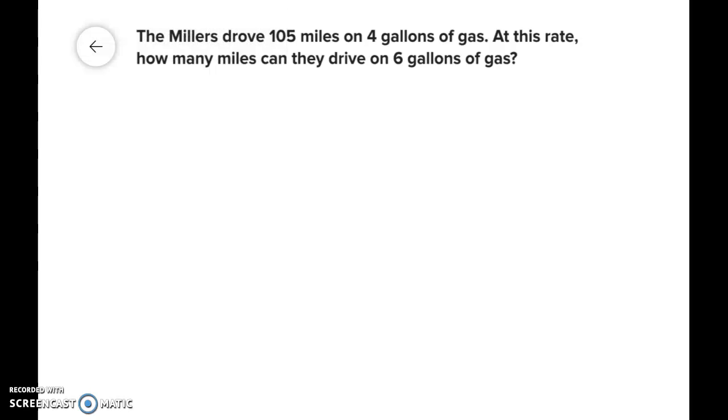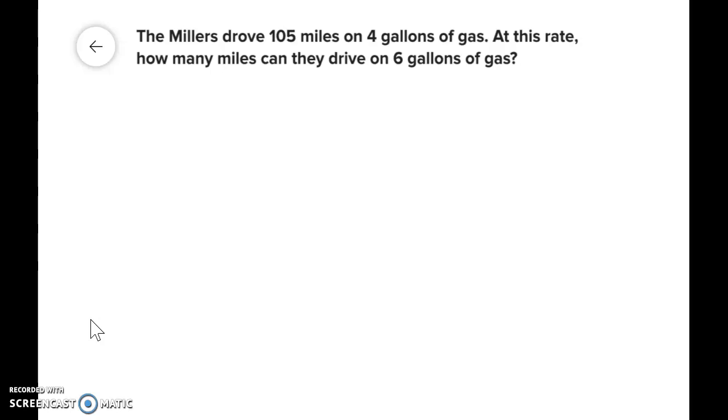So this is example number 4, where the previous ones were ratios and we were using equivalent ratios to help us solve the problem. This one is going to require us to use unit rate. Let's take a look at it and how it's a little bit different.